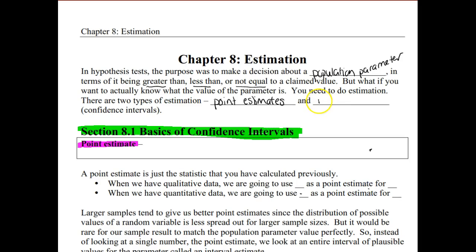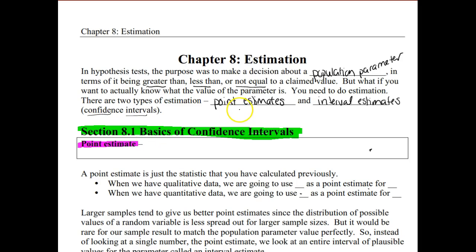And then an interval estimate. Interval estimates will be like they sound. They will be an interval of values that we will claim that we have some level of confidence the population parameter is in. And so those are also known as confidence intervals. And that's going to be our main focus for this chapter.